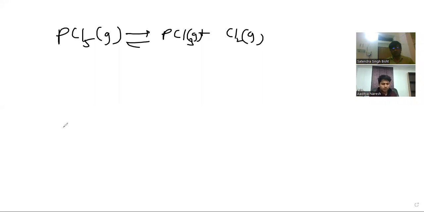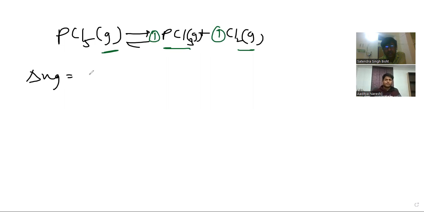So Kp is greater. First, what is del Ng in this equation? So 2 minus 1. Because all are in gaseous state, the number of moles of reactant is 1 plus 1, which means 2, and the product is 1. So 2 minus 1 means 1.